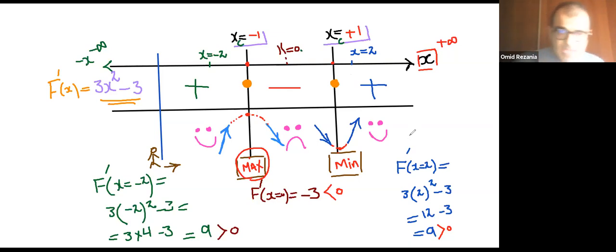Now, based on our prediction, x equals minus 1 is a maximum, and x equals plus 1 is going to be a minimum. Okay, and now I'm just going to stop the share and go to Desmos to plot the function to see whether we have been correct or not. Okay, now let me share the screen on Desmos.